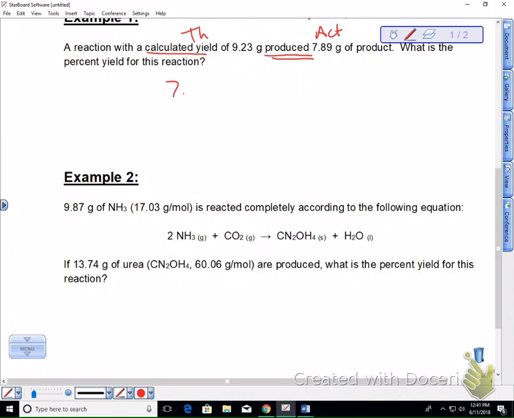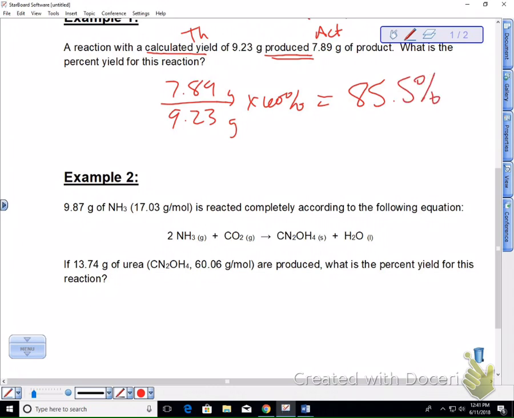Well, as I showed you in the formula, it's really pretty simple. Actual over theoretical. It's grams for each. Turn it into a percent. And in this case, it came out to be 85.5% yield. So one skill that you're going to have to obtain to master this is be able to read a problem and through context clues figure out your theoretical and actual yields, similar to what I did as I read this problem to you. That comes with practice.